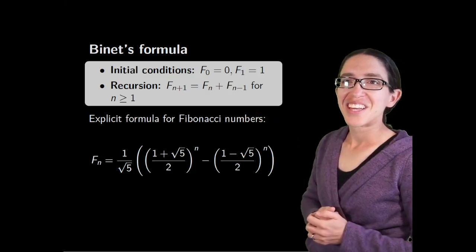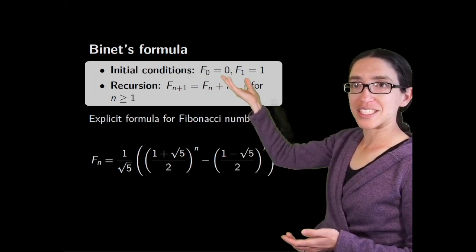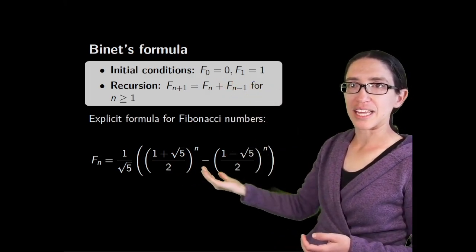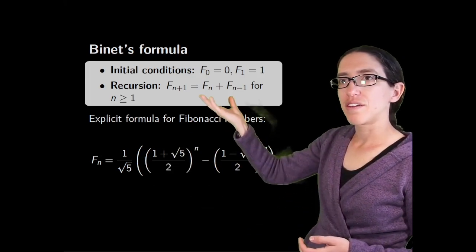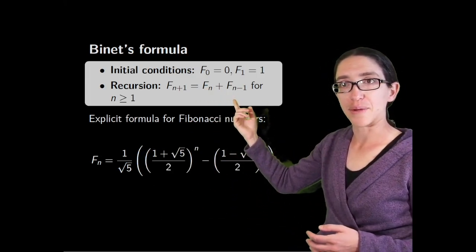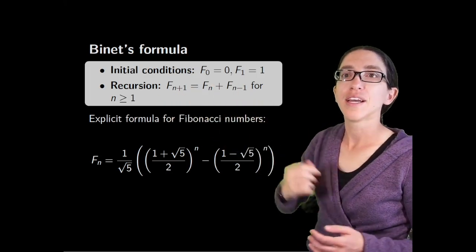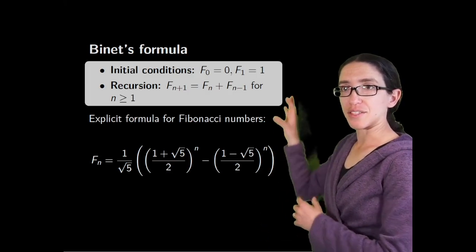But for now, once you do guess this formula, somehow, which Binet did, then you can show that it is the nth Fibonacci number by just showing it satisfies the initial conditions. So we plug in n equals 0 and n equals 1 into the formula on the right here. And then we show that it satisfies the recursion. You plug in n plus 1, you plug in n, you plug in n minus 1, and we show that this equality actually holds for this formula. And in the textbook, we do check that this satisfies the recursion.